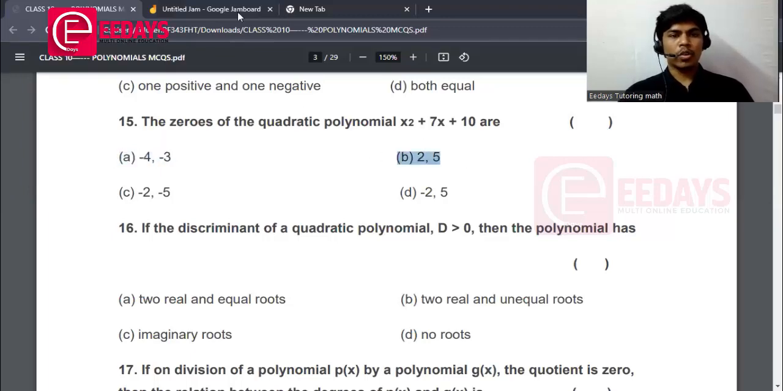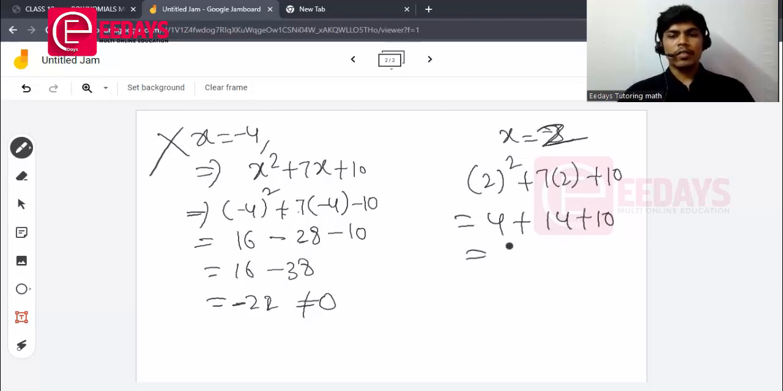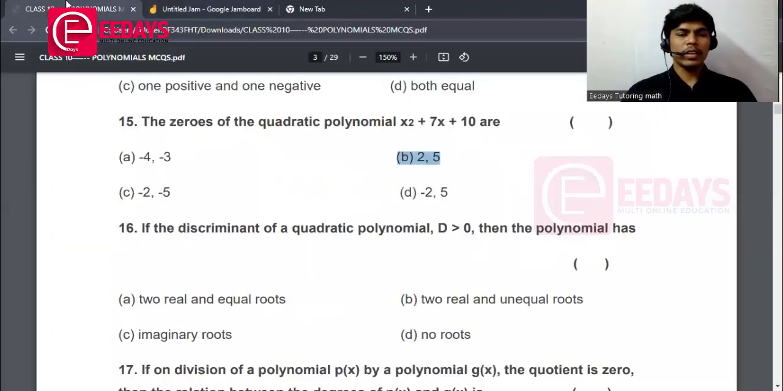You can check with option 2, 5. Let us take x is equal to 2 and substitute in this equation: 2 square plus 7 into 2 plus 10. 2 square is equal to 4, 7 twos are 14, so 4 plus 14 is 18, 18 plus 10 is 28. 28 is not equal to 0. That's why this option is also eliminated. You can easily check with the options. All right, so only -2, -5 is suitable for the equation. That is the only simple process. There is no alternate method.